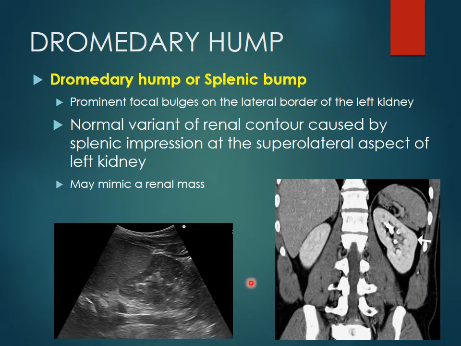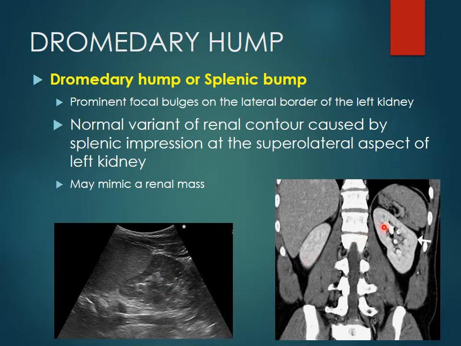The next normal variant is the dromedary hump or splenic bump. It is a prominent focal bulge seen at the lateral border of the left kidney by imaging. This would happen due to the impression of the overlying spleen at the superolateral border of the left kidney. So on ultrasound, this is the spleen, this is the left kidney, and due to the close relationship between the spleen and the left kidney, you would see that there appears to be a focal bulge at the lateral aspect of the left kidney, and this might be misinterpreted as a renal mass.